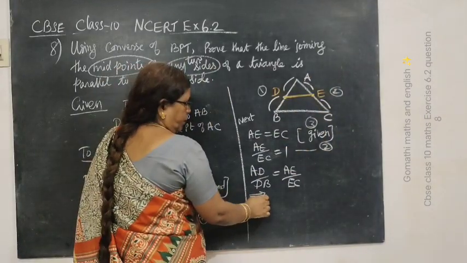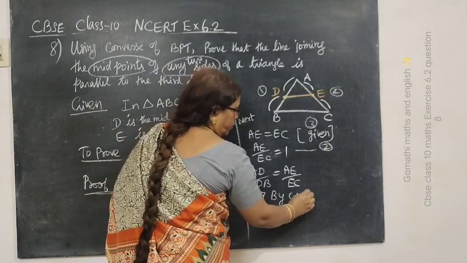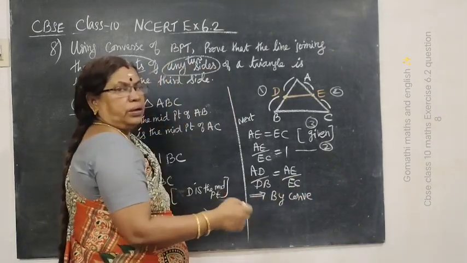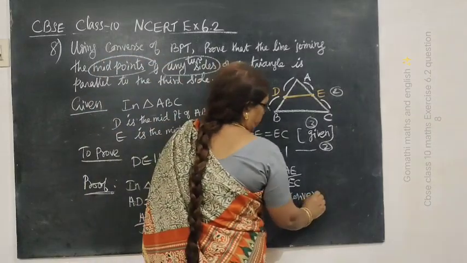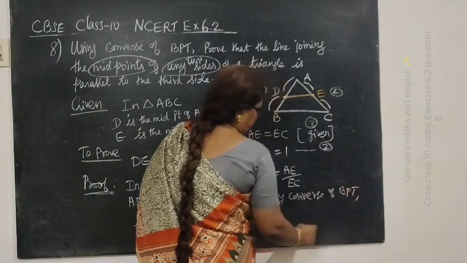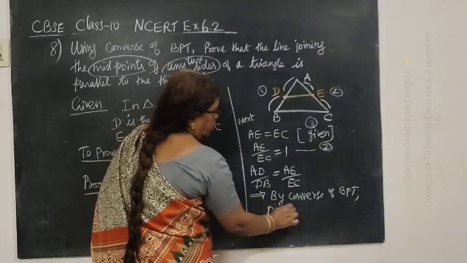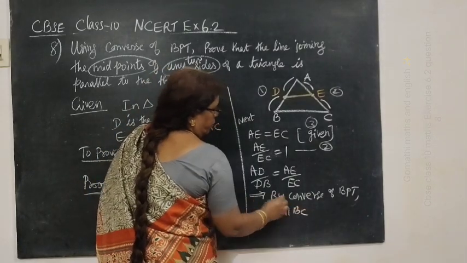So which implies by converse of, if two ratios are equal, by converse of basic proportionality theorem, which is parallel, DE parallel to BC.